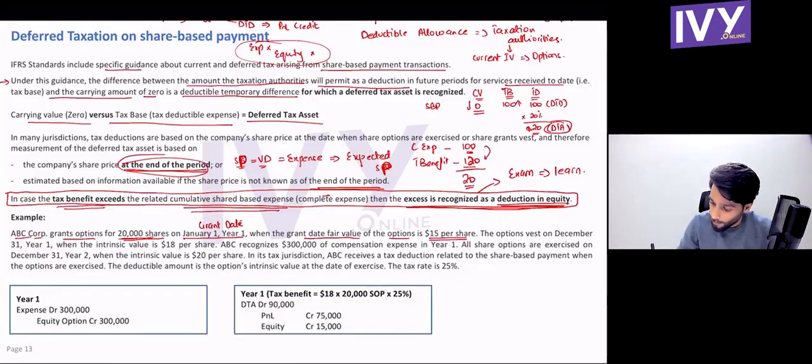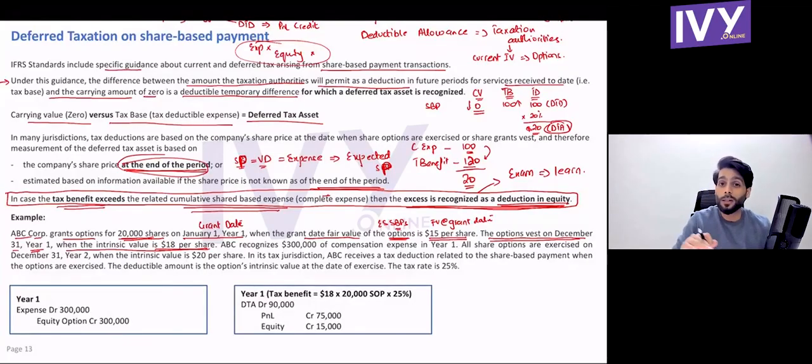This is fair value at grant date. Now, my friends, since we are talking about options, we are talking about equity settled share based payments. Fair value at grant date is only relevant for us in accounting, as you have studied in IFRS 2. The examiner says the options vest on December 31st year 1. So the vesting period is only 1 year, when the intrinsic value is $18 per share.